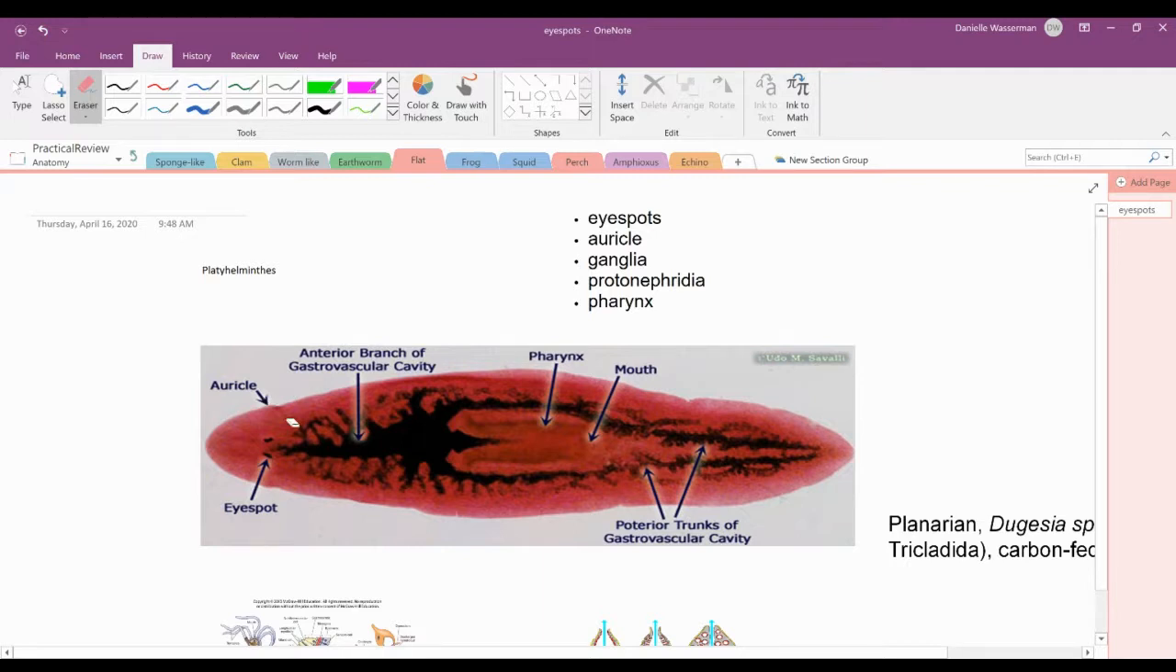triangle. I'm hearing a lot of commotion outside. Anyway, okay. So, okay.